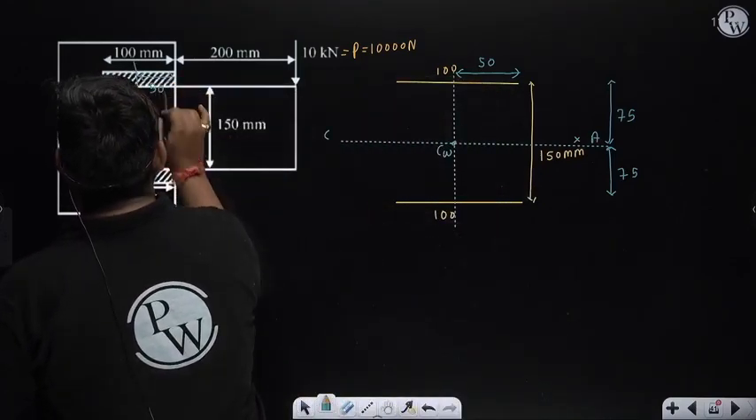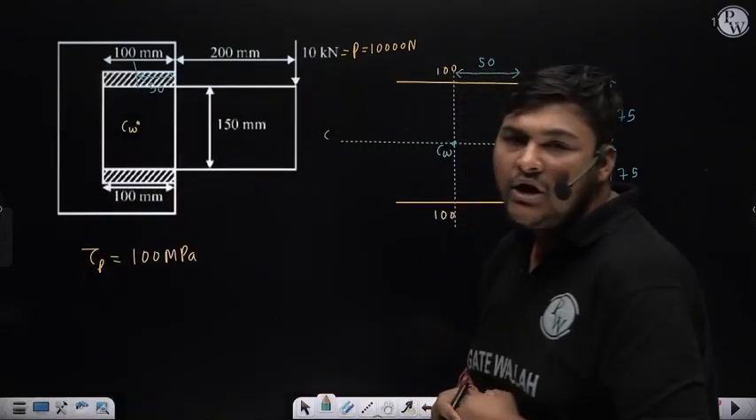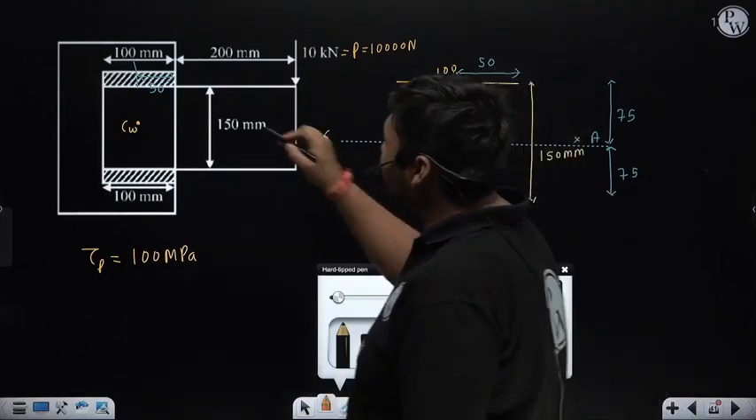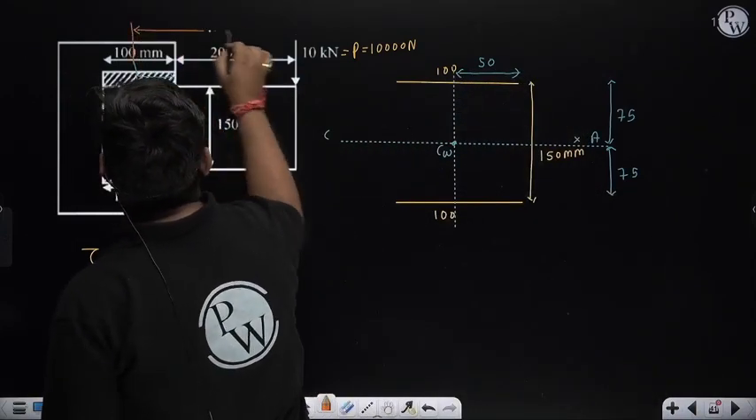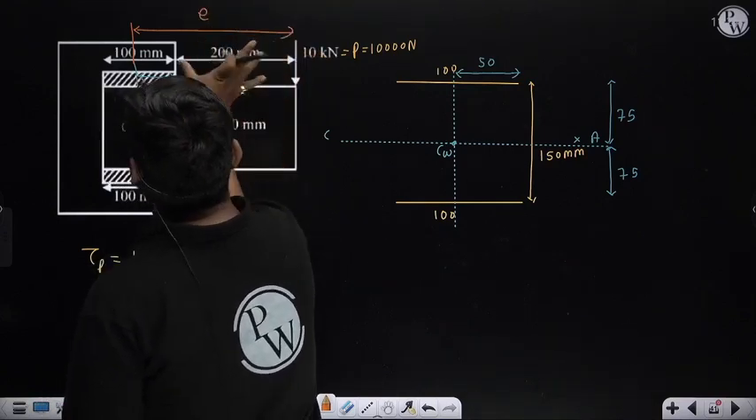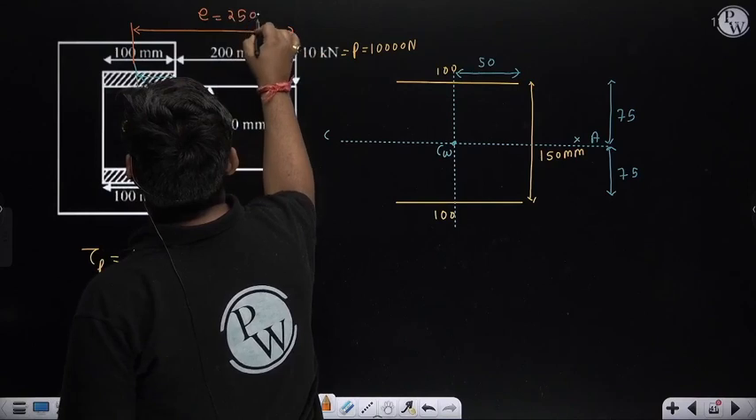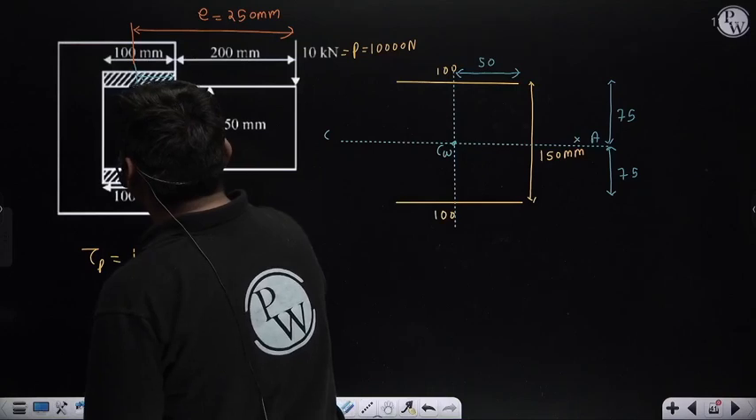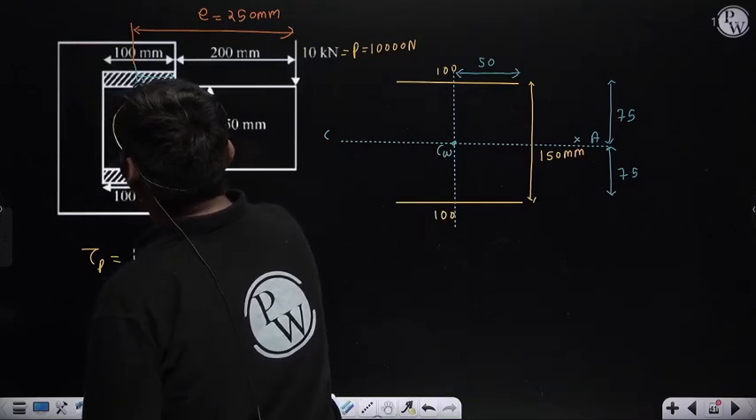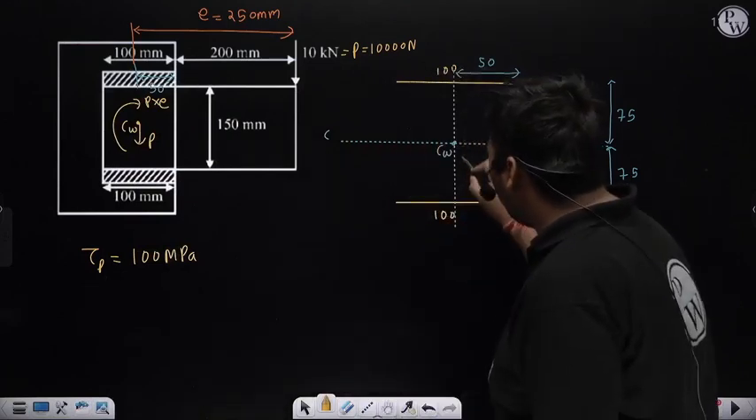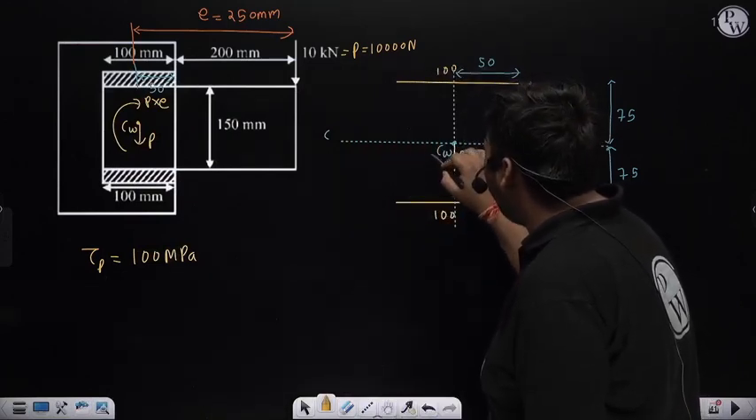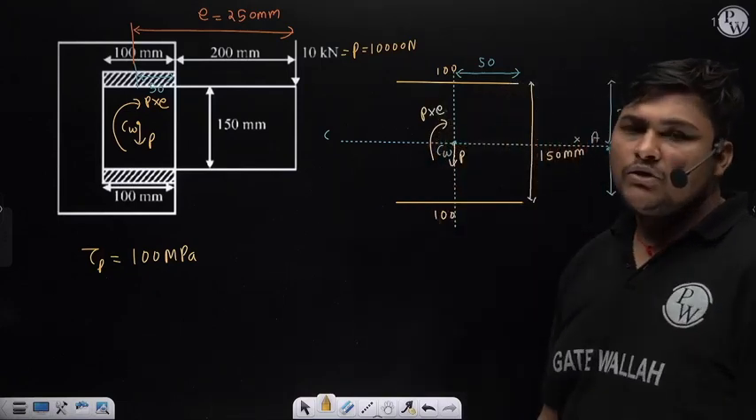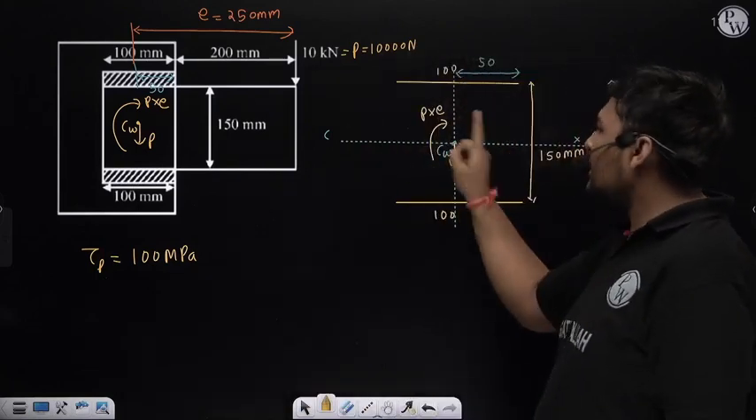Now to transfer this load P to the combined centroid, we need to see the perpendicular distance of this force P from the combined centroid, which I am denoting as E. So the perpendicular distance of this load P from the combined centroid is this distance, which is E. This is 200, this is 50. So definitely the value of E is 250 mm. If you transfer this load P to the combined centroid, it will be like this. One downward force P will come at the combined centroid, and one moment will come in clockwise direction, which is P into E. So direct force P is coming and moment P into E is coming.